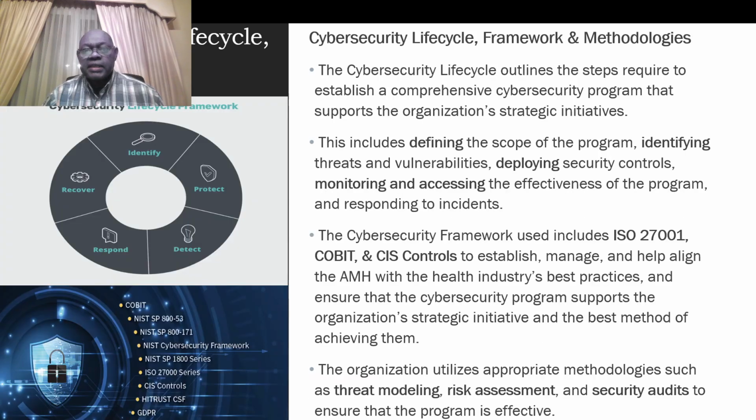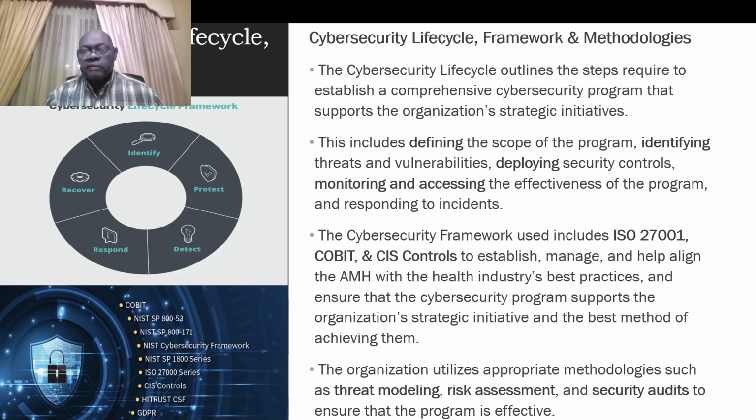of improvement. The cybersecurity lifecycle outlines the steps required to establish a comprehensive cybersecurity program that supports the organization's strategic initiatives. This includes defining the scope of the program, identifying threats and vulnerabilities, deploying security controls, monitoring and assessing the effectiveness of the program, and responding to incidents.